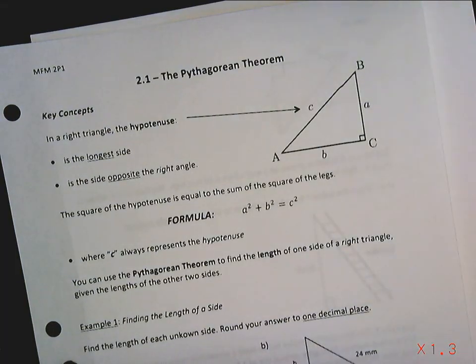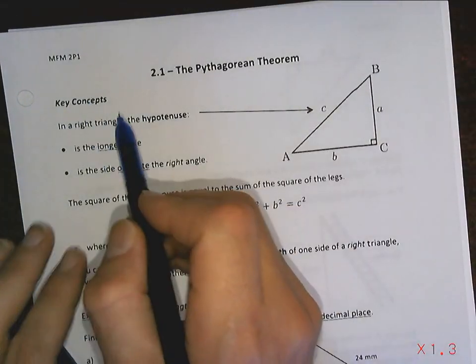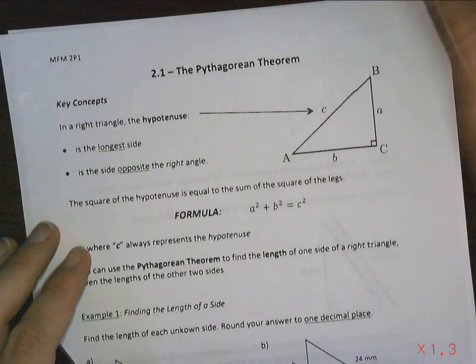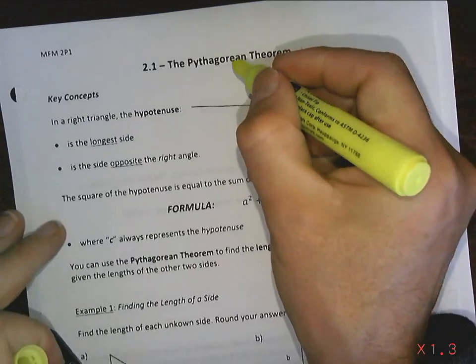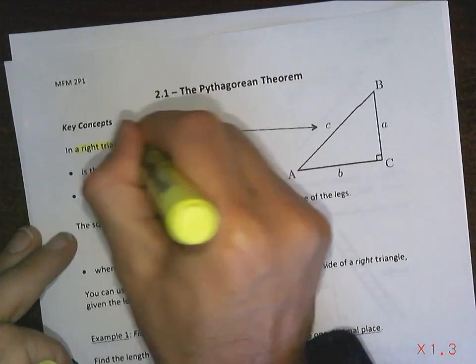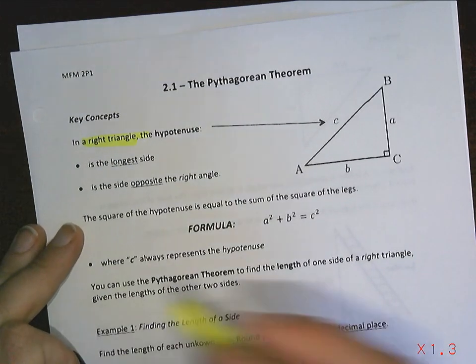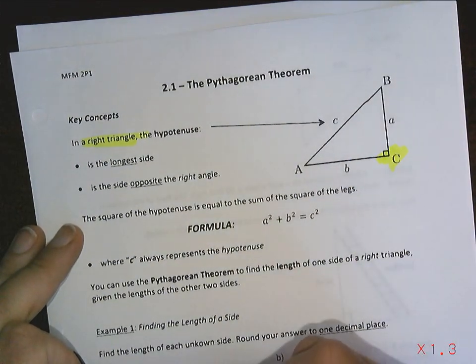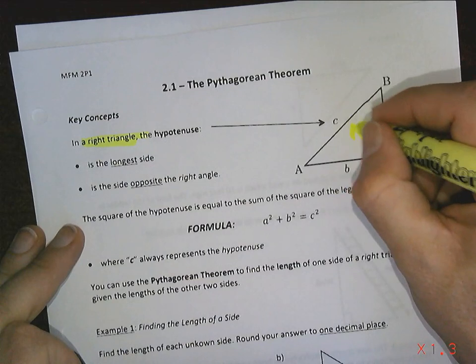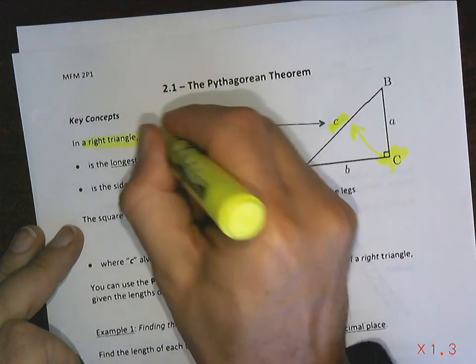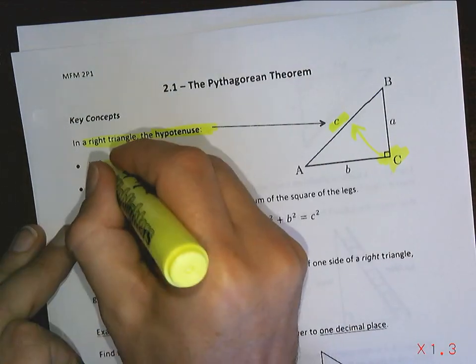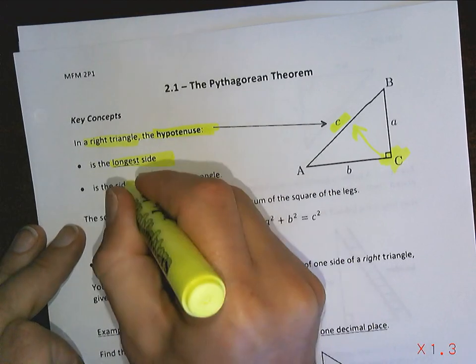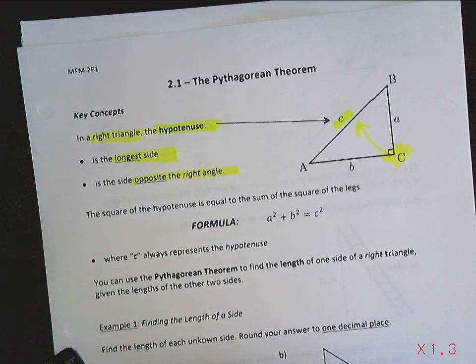Okay, so let's take a look at our sheet. So key concepts. In a right triangle, we have no business talking about the Pythagorean theorem in anything but a right triangle, which means we have a 90-degree angle, which means we have a hypotenuse. The hypotenuse is the longest side, and it's opposite the right angle.